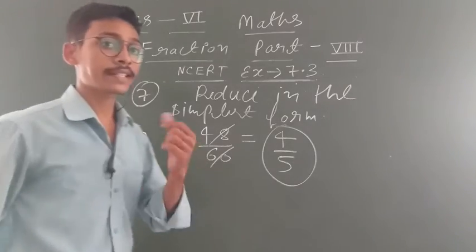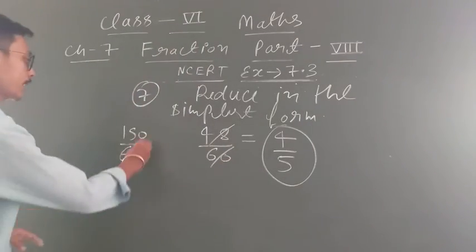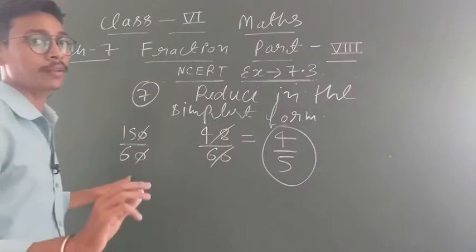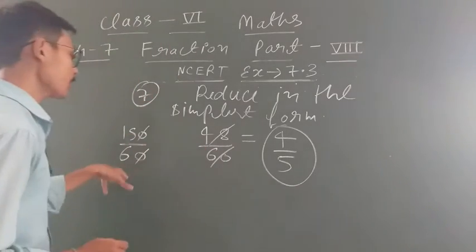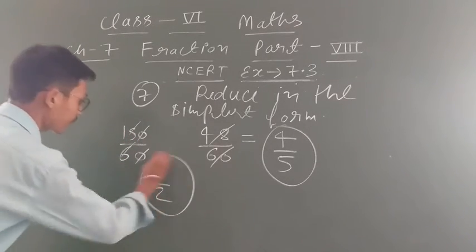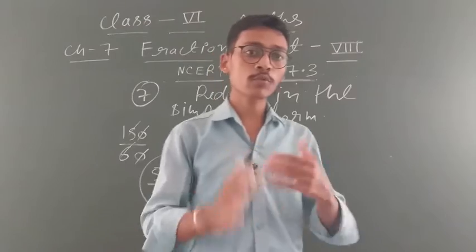Okay, now if you start from 2, it will take time, student. So I can do this: 0 and 0 cancel, 15 upon 6, my student. So take a table by which you can divide both. So 15 upon 6, you know that 3 5s are 15 and 3 2s are 6. So our answer is 5 upon 2.